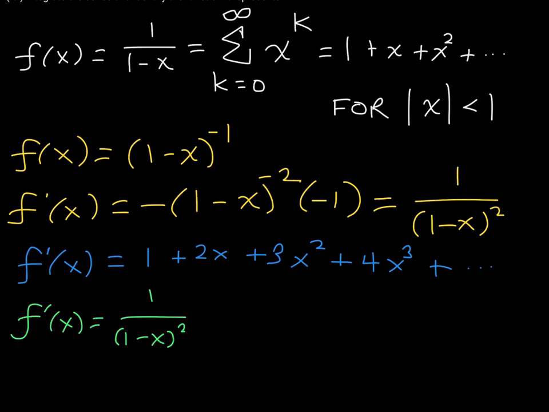therefore we can say that f prime, which is 1 over 1 minus x quantity squared, is equal to this power series, 1 plus 2x plus 3x squared plus 4x cubed plus 5x to the fourth plus 6x to the fifth, and so forth, right? Which all of this, of course, can be written using summation notation.